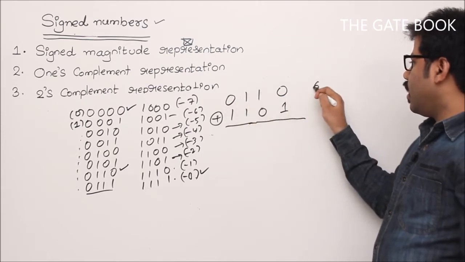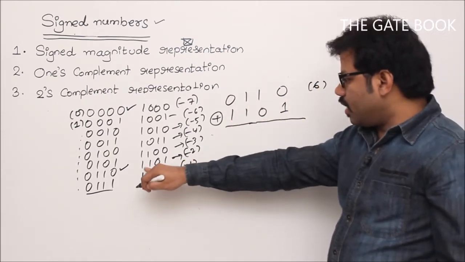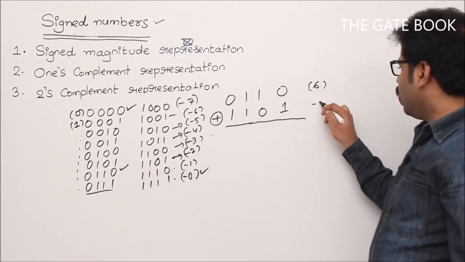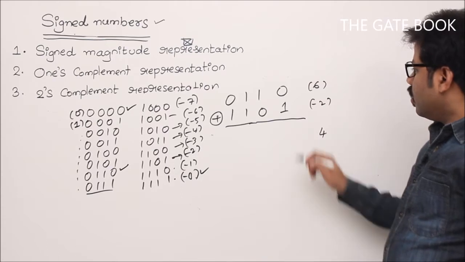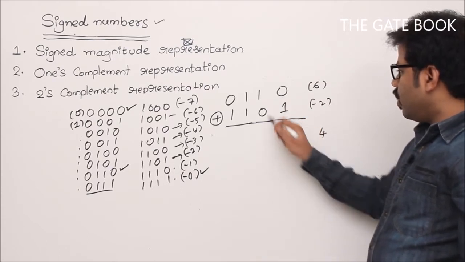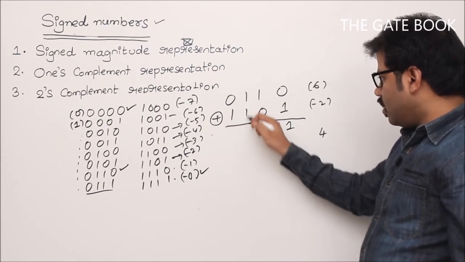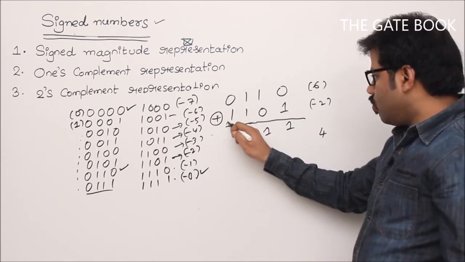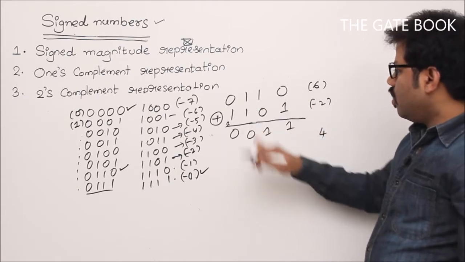So this is 6, right? This is minus, directly take it, 1 1 0 1, minus 2. 6 plus minus 2, if I do addition, I am supposed to get 4, right? So let me do 0 plus 1 is 1, 1 plus 0 is 1. I am not seeing the symbols. Blindly I am doing addition. 1 plus 1 is 0, 1 plus 1 is 0. So 1, 1, 1 plus 1, 0.